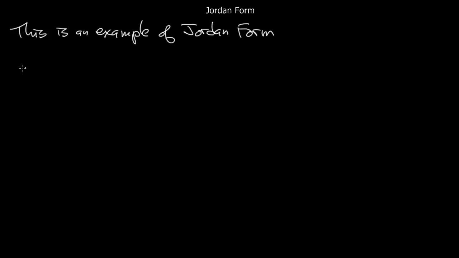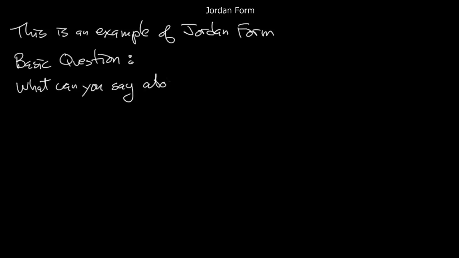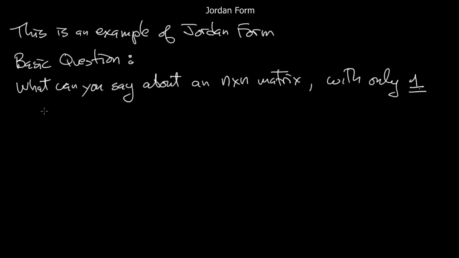All right, so that's all sort of an introduction to Jordan form. What I've just been illustrating are some examples of Jordan form. And the basic question in Jordan form is the following. Suppose you have an n by n matrix. And what can you say about an n by n matrix which only has one eigenvalue? It has one repeated eigenvalue, one eigenvalue of multiplicity n.